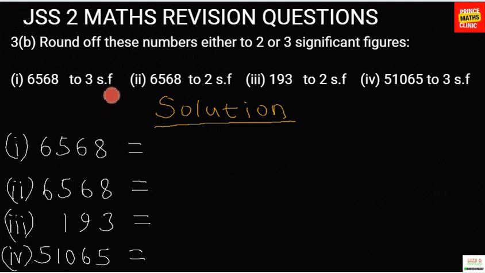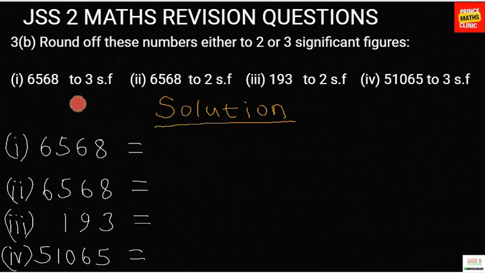We are asked to round these numbers to either 2 or 3 significant figures. So looking at the first number, 6568. What are significant figures? Significant figures simply means important figures or important numbers. Now in mathematics, numbers that are important are simply numbers we use in counting, like 1, 2, 3, 4. However, we consider 0 to be important if it is in between 2 significant numbers.